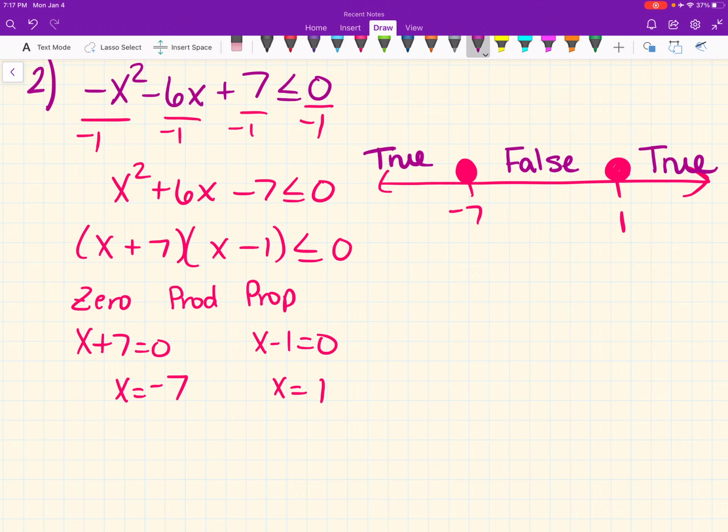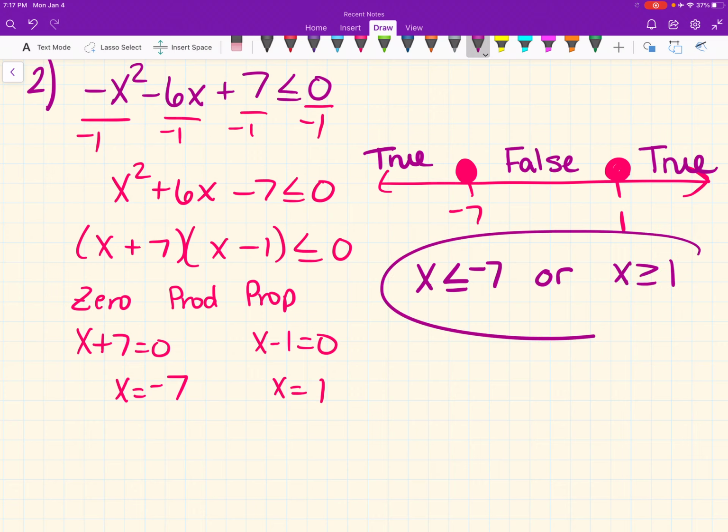And we'll spend some more time on these showing you how to do the test points. Now, how would I write this? Well, x is over here this time. So that's x less than or equal to -7, or x is greater than or equal to 1. So that's how we do that one.